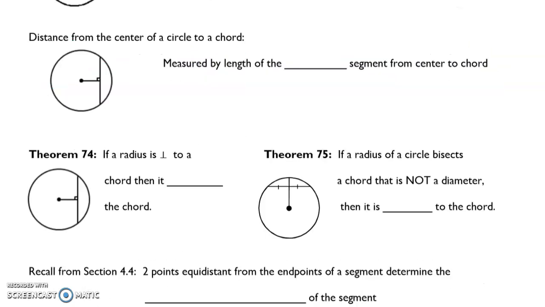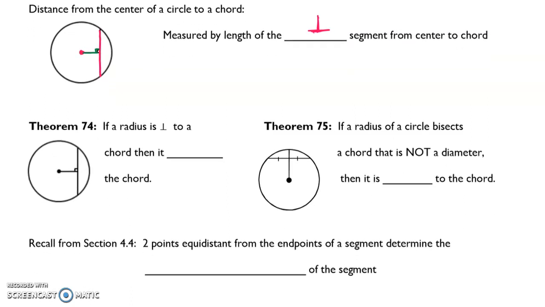Now, when we talk about distance from the center, we say that the distance from a center of a circle to a chord, we measure that always as a perpendicular segment. So if I want the distance from this center to this chord, we're always going to measure that in a perpendicular distance. Perpendicular distance is the shortest distance between a point and a line, okay? Which gives us 2 theorems.